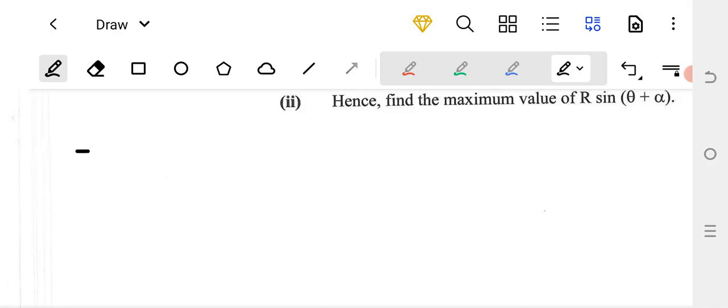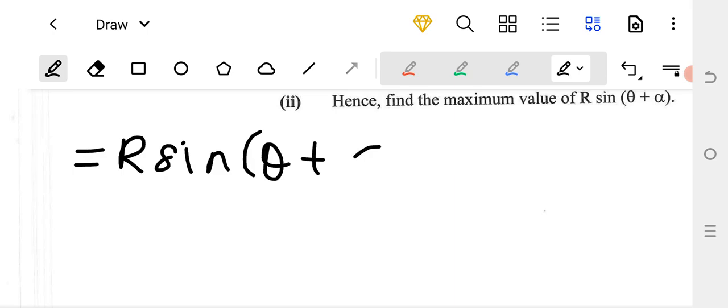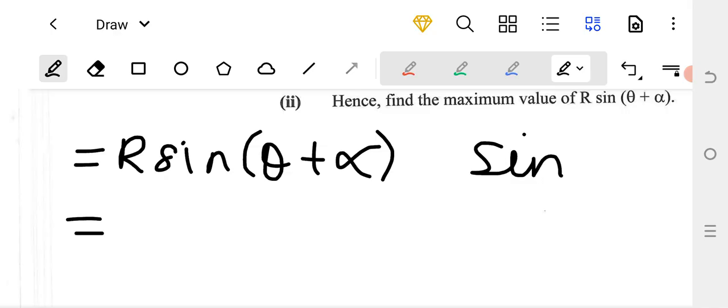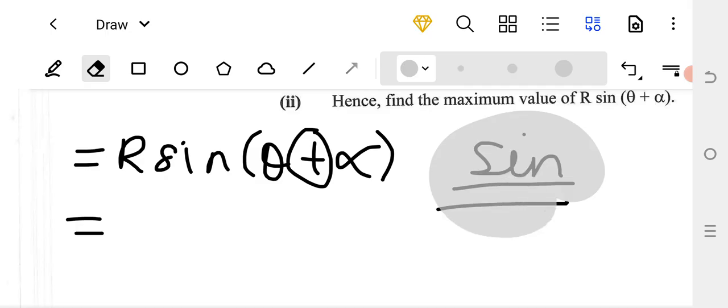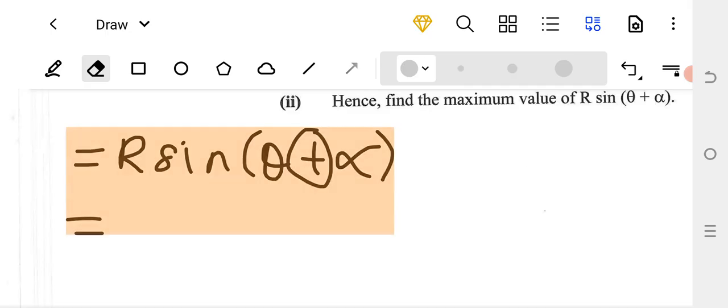We are going to say is equal to r sine theta plus alpha, so here we need to know the expansion for sine. Remember, here there's a plus sign for sine. You should know that for sine, the sign, which is the plus or the minus, does not change when you're expanding. I hope you're understanding. Too many signs, that's why I wanted to underline. Okay. Let me just write it again.